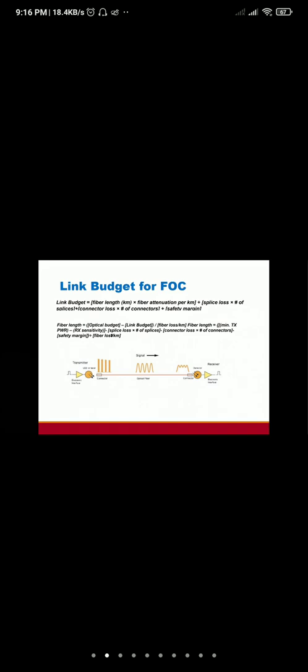Okay, and another equation, fiber length is equal to minimum transmitter power minus receiver sensitivity minus the splice loss times number of splices. Okay? Then minus connector loss times number of connectors minus safety margin divided by fiber loss per kilometer. So, kapag in-apply mo po iyan, yung fiber length po natin, ang unit po niyan ay kilometer. So, iyan po yung mga dapat matutunan ng mga equations. Sa handouts po ninyo, meron na po doong sample na problem solving for the link budget for FOC at saka yung mga equations na binigay po natin kanina.